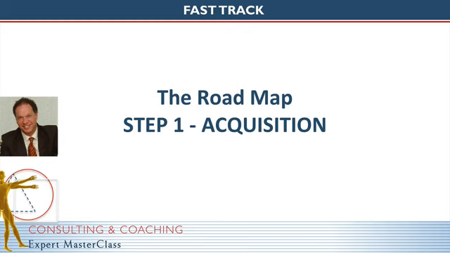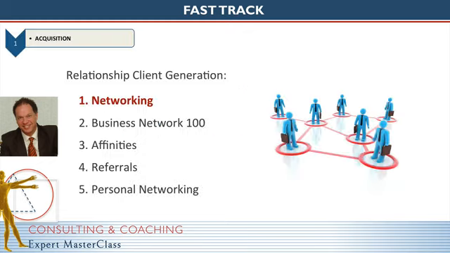And just to remind you, these are the ones we're going to be looking at: networking, the Business Network 100, affinities, referrals, personal networking. These are all systems that you can do right now with what you've already got. And as I say, designed to get you out there, get you working, get you in front of people, get you some quick wins. So let's kick it off with networking.